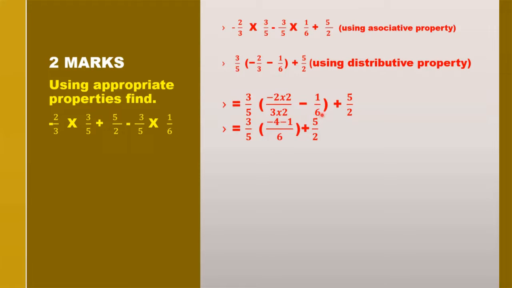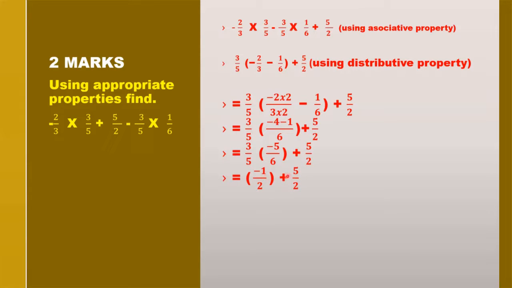3 2s are 6 and here also 6. Add the numerators, it means minus 4 minus 1. They are added, you will get minus 5. Outside the bracket here is 3 by 5 and here also outside the bracket is plus 5 by 2. Now, we are going to cut 5 and minus 5, we will get minus 1. And 3 2s are 6. So, you got minus 1 by 2 plus 5 by 2.